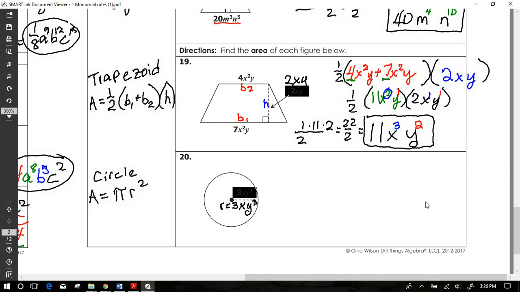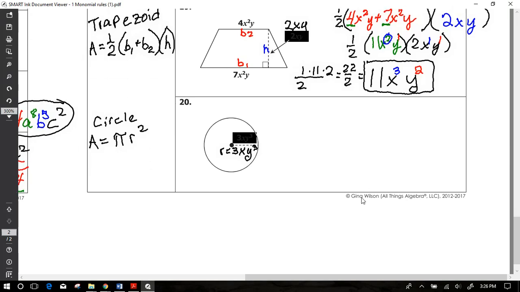Okay, let's look at example 20, and that is the area of our circle. So we have pi r squared. So we're going to add in the power rule that we learned today. Okay. So my r, my radius, is that number right there. Okay. Radius, remember, is half the distance of a circle. So from the center to the outside edge. And in this case, my radius is 3xy cubed.